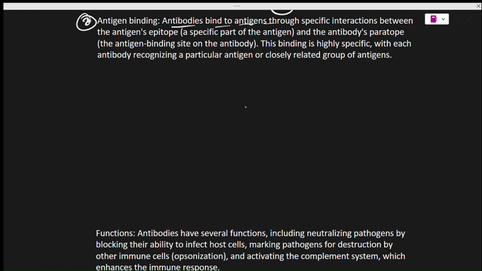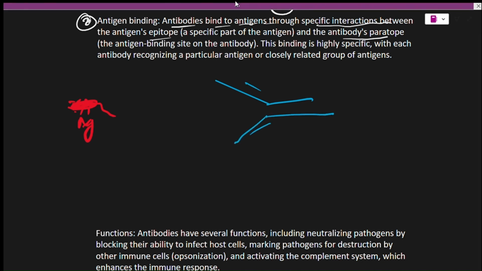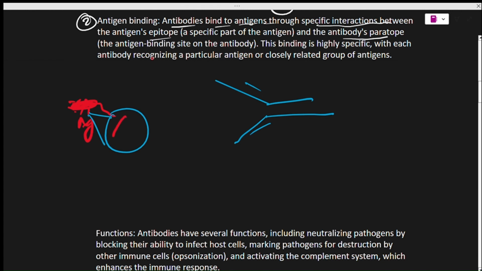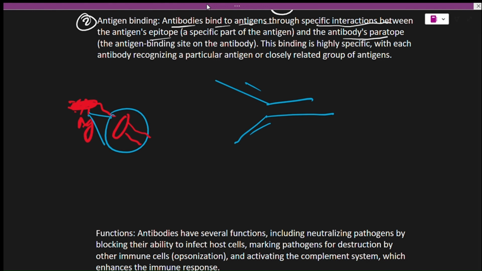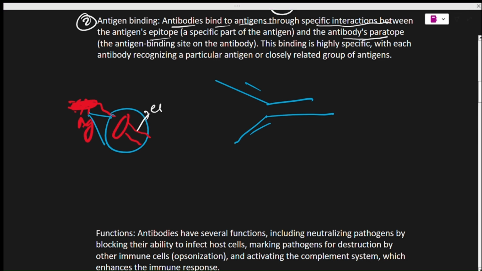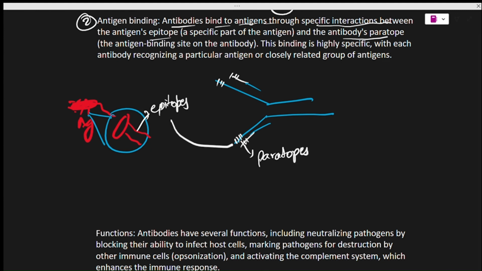Now antibodies bind to antigen through a specific interaction between the antigen's epitope and the antibody's paratope. Let me make an antigen first. Let us say this is some antigen, and this here is our antibody. Okay, if we zoom this antigen, these are its epitopes, and the antibodies contain paratopes. Now you can say that these epitopes and paratopes are complementary to each other.